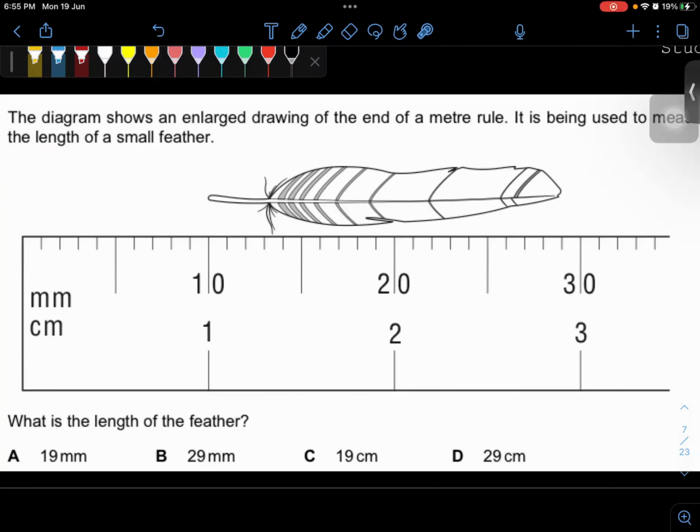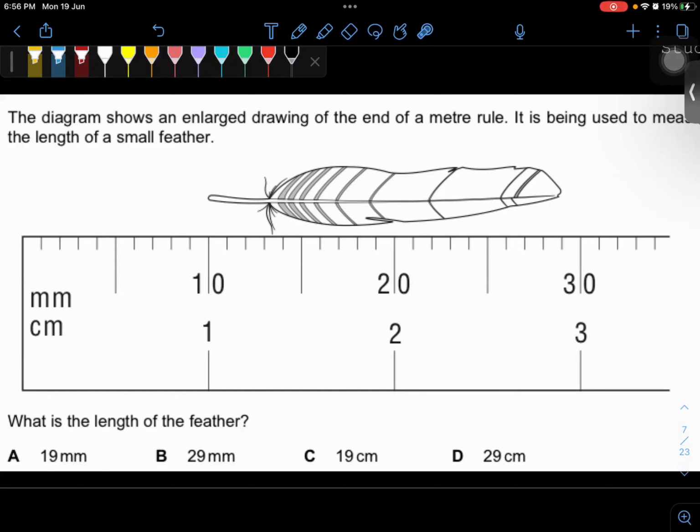The diagram shows an enlarged drawing of the end of a meter rule. It is being used to measure the length of a small feather. इस question का जो objective है आपको ये सिखाना कि हमने ruler की measurements किस तरह से लेनी है क्योंकि this question is often repeated. So you guys should know how to read a ruler and it's very simple. We've been doing it since forever.